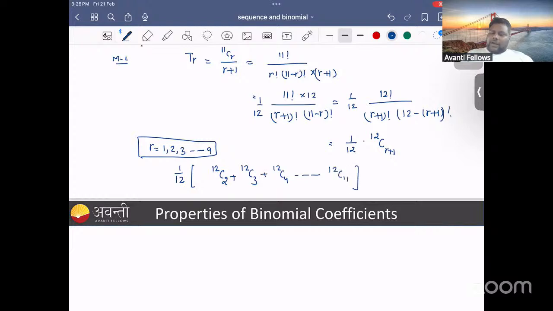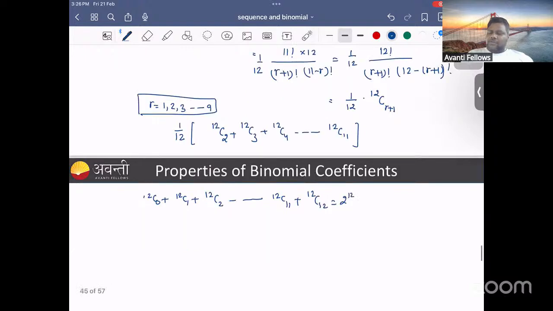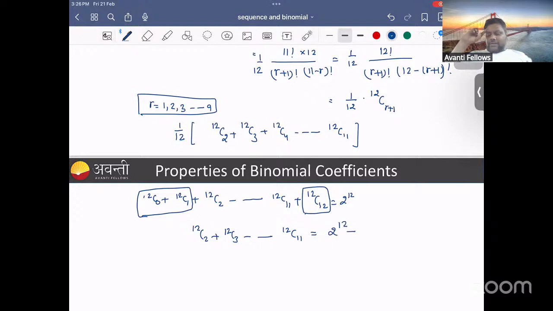Got it? Now I know that 12C0 plus 12C1 plus 12C2 up to 12C11 plus 12C12 is 2 raised to the power 12. Now you don't want these two terms as well as you do not want this last term. So that means 12C2 plus 12C3 up to 12C11 will be 2 to the power 12 minus 12, 13, 14, and then you divide it by 12 also. Am I correct? So that should be your answer.